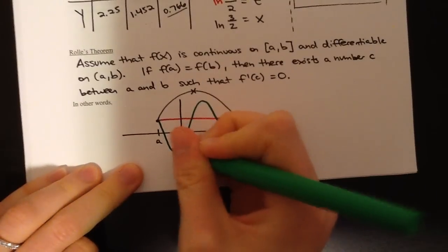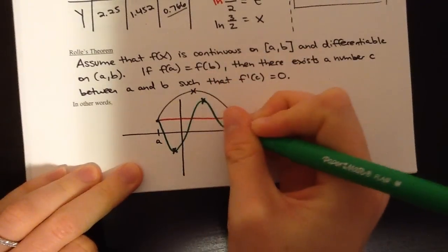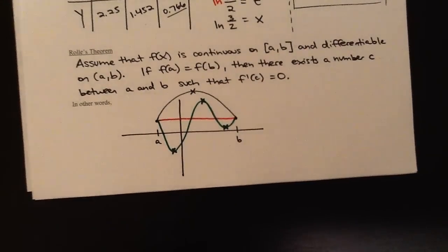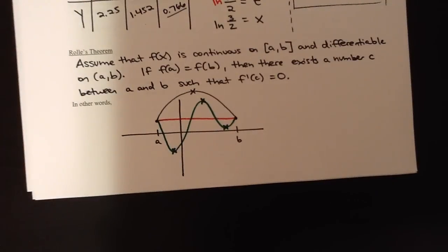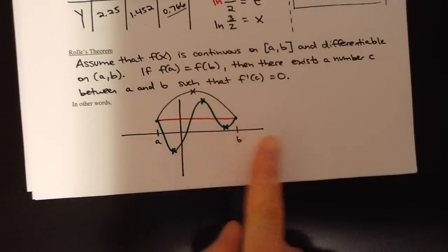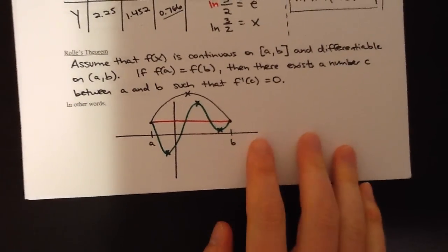This one actually had 1, 2, 3 points where my derivative would be equal to 0. And then, of course, I've got that red graph. On that red graph, the derivative is always equal to 0. So we've got multiple options there.